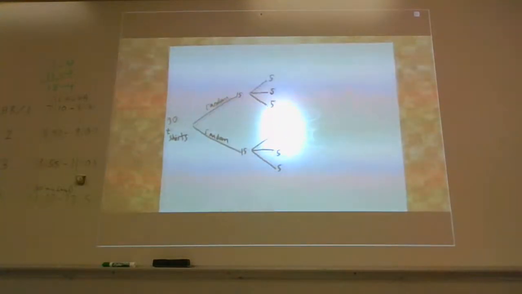This is a tree diagram. You guys have seen tree diagrams for a bunch of different things in your careers in math. You're going to see tree diagrams much later on when we cover the chapter on probability as well.